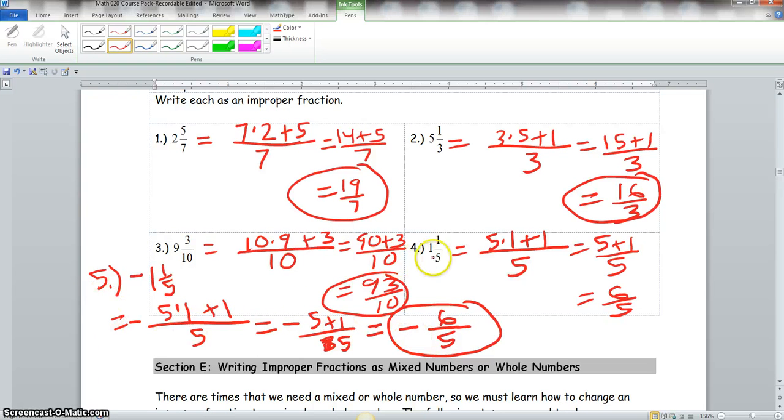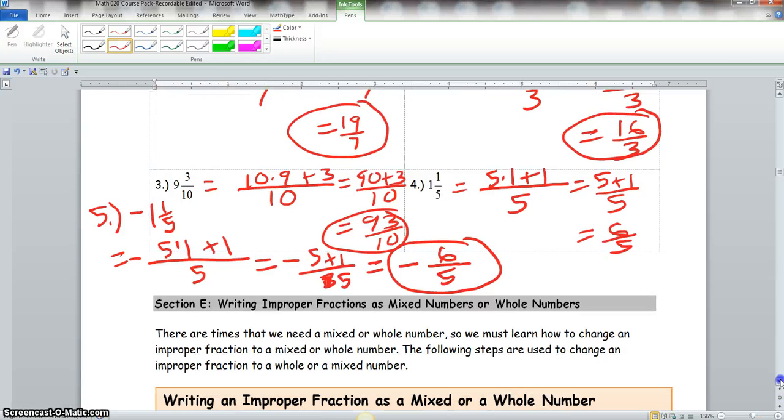Now, if you look at example 4 and example 5, the only difference between these two is that you carried over the negative. You still did the multiplication and addition exactly the same. You just carried over the negative sign. And you're only doing this when you're changing a mixed number to an improper fraction.